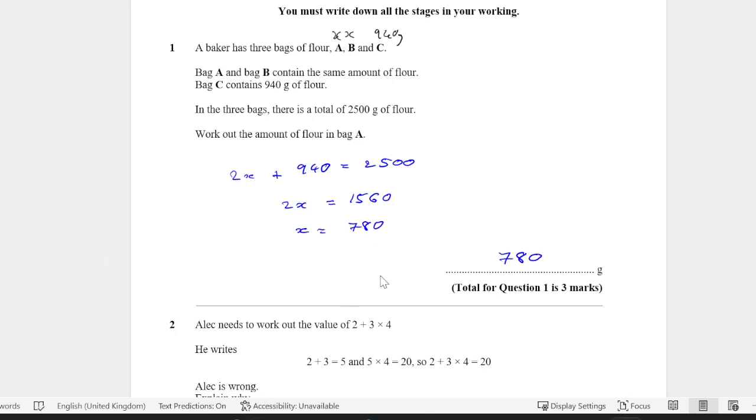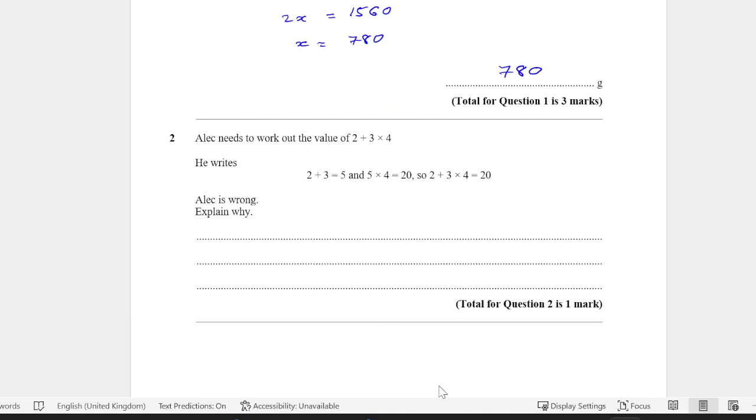Okay, question 2. Alex needs to work out the value of 2 plus 3 times by 4. He writes 2 plus 3 equals 5 and 5 times 4 equals 20. So 2 plus 3 times 4 is equal to 20. Explain why Alex is wrong. So by order of operations, he should do the multiplication first.